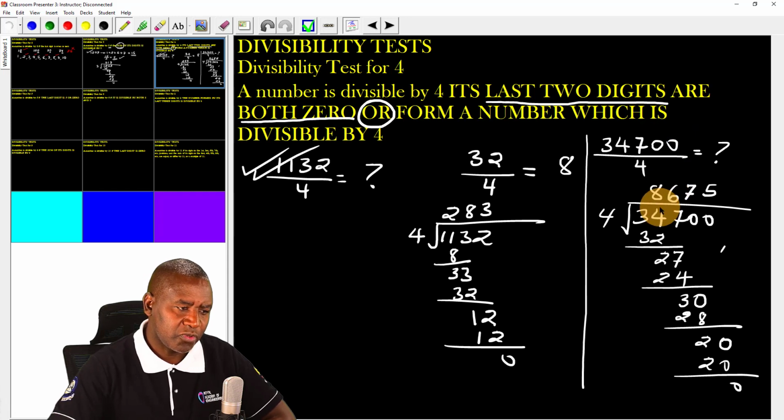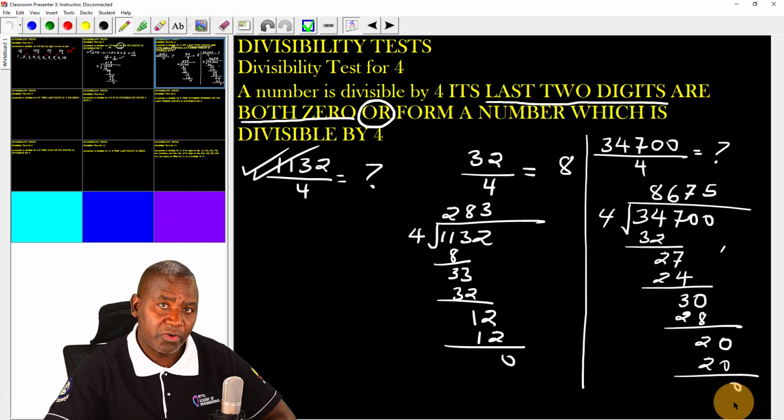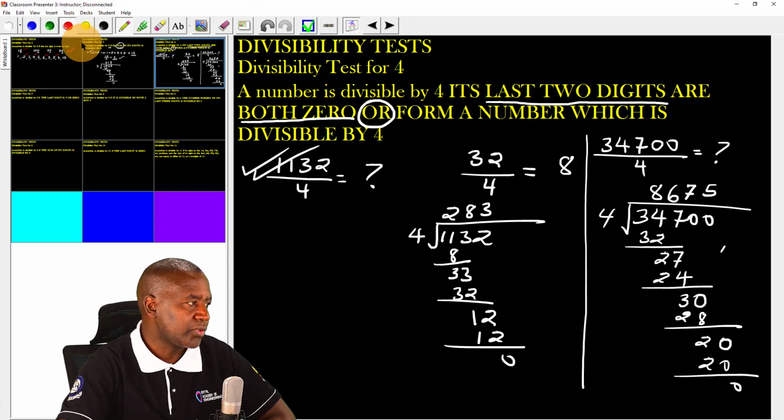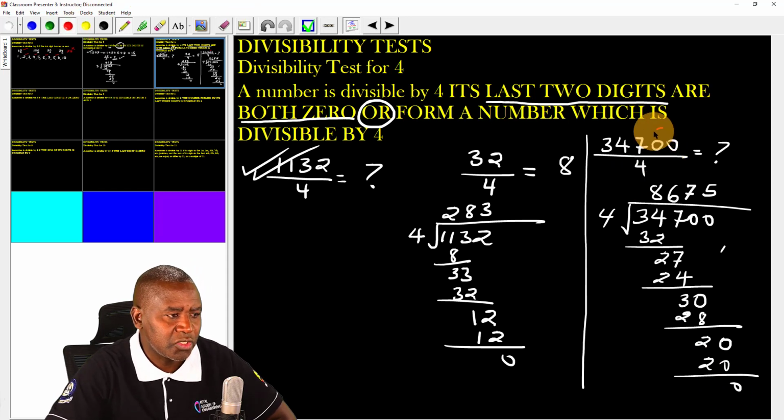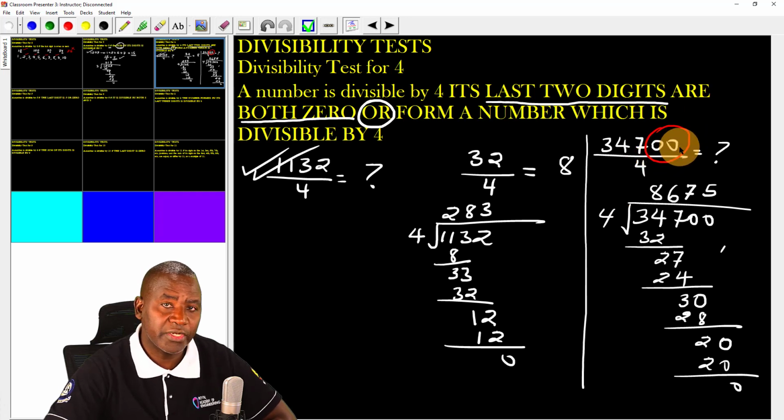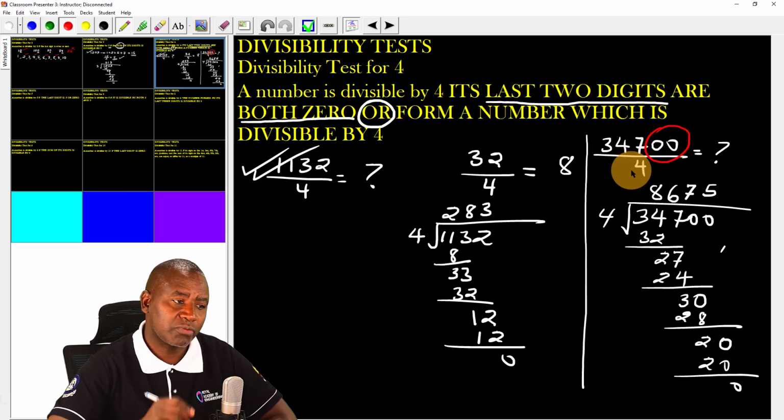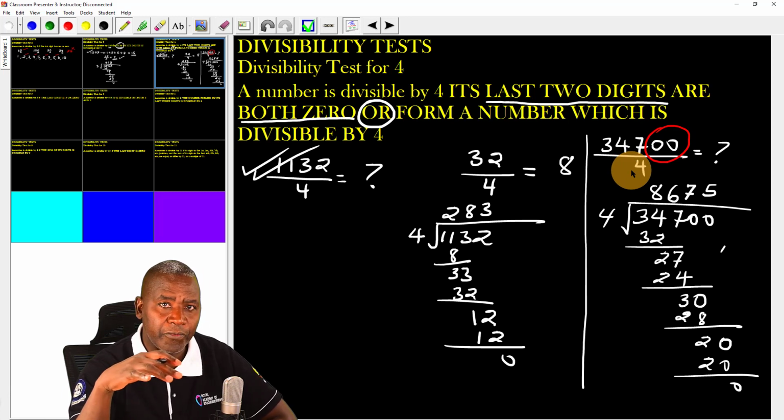But do I have to go through all this process in order to know? No. All I need to do is have a look at the last 2 digits. If they are both 0, then that number is automatically divisible by 4.